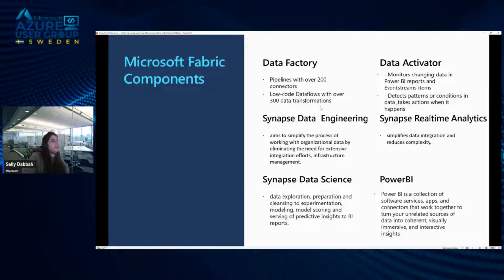Okay. So with the Data Factory experience, we have pipelines with over 200 connectors. We have low-code data flows with over 300 data transformations. It's called Dataflow Gen2. And I just want to say that Dataflow Gen2 is suitable for smaller data sets or fewer transformations. And for bigger transformations, we mainly use notebooks.